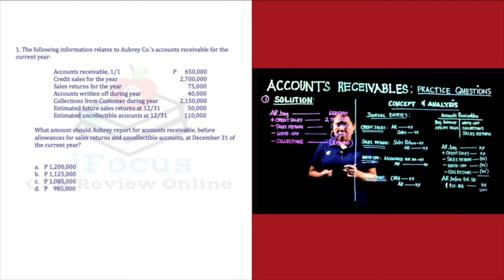Another item is estimated future sales return at December 31st. Ang kailangan lang natin na amount is yung amount before the allowances for the sales returns in uncollectible accounts. So, ito lang po ang kasali sa ating solutions. So, our answer is, so we have an accounts receivable before allowances for sales returns in uncollectible accounts of 1,085,000. So, ang answer po natin ay letter C.